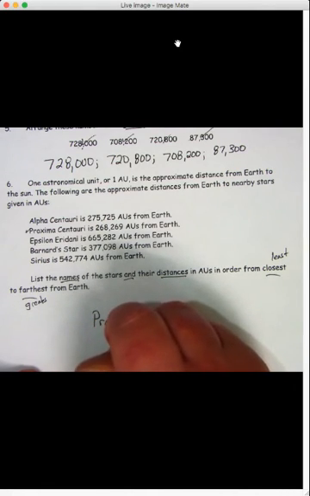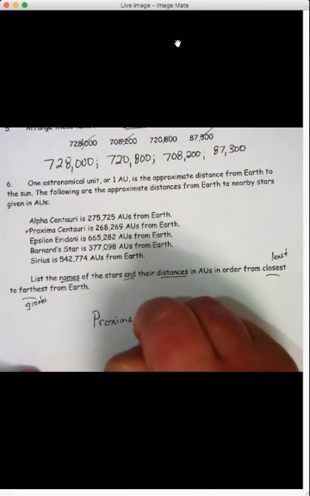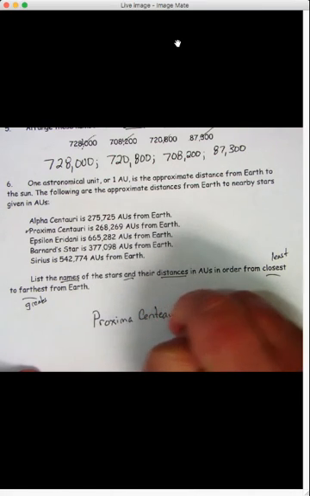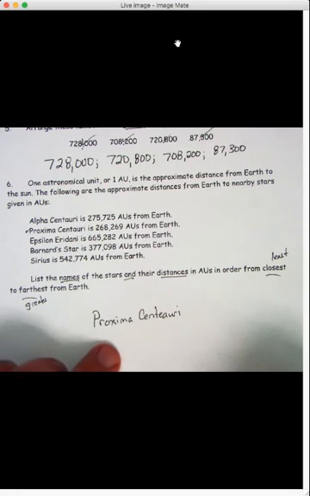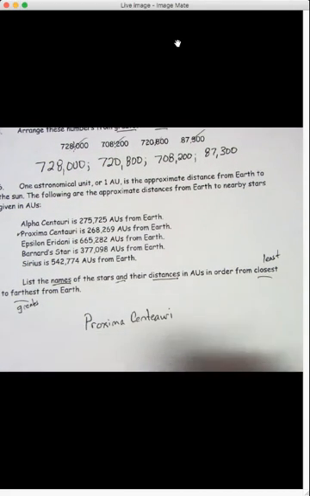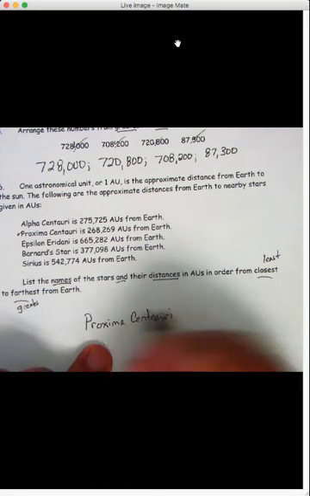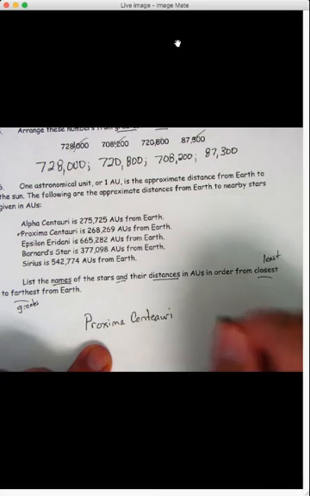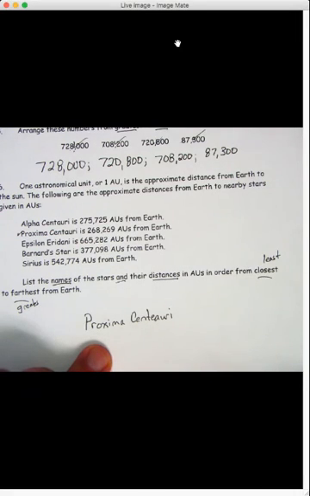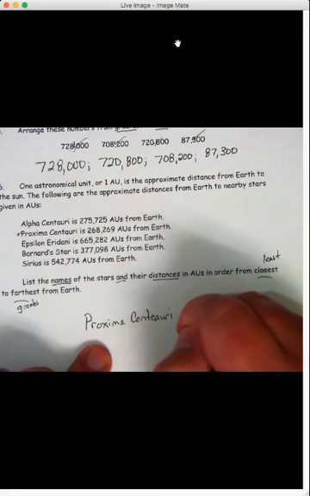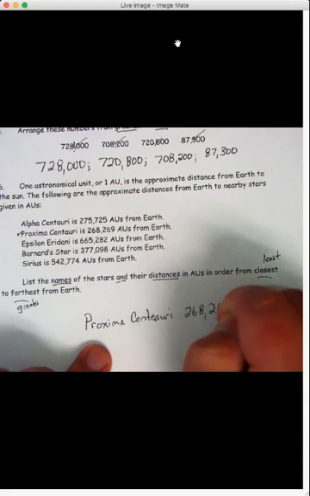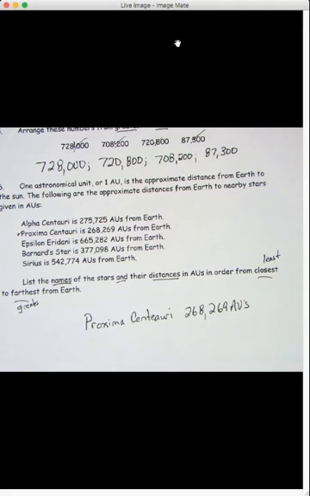Proxima Centauri. Now, because I don't have a whole lot of room, I want to make a list going from top to bottom. On your computer, when you're doing this, you're going to still need to put them going across and put the little semicolon in between them, okay? So Proxima Centauri is 268,269 AUs. Okay? So we got that one.